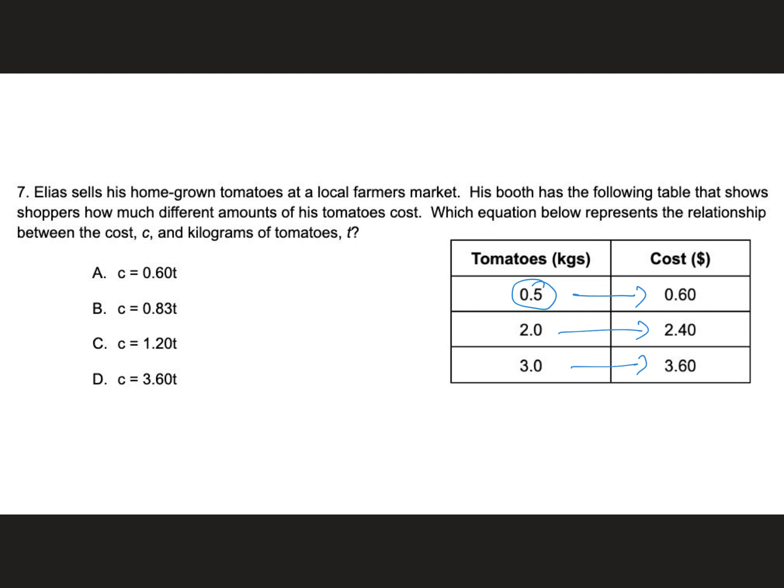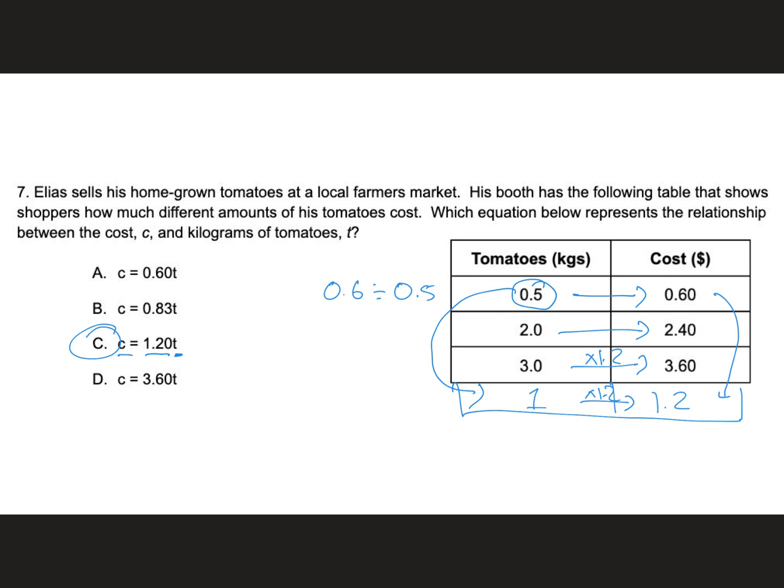Now there's a few ways I can solve it. One, I could just divide my cost by my tomatoes. Another little trick you can do is find out how much it is per one. If tomatoes is a half, then the cost is 1.2. So my constant proportionality for all of these is 1.2. So my equation is going to be this one. The number of tomatoes I buy times 1.2 tells me my cost.